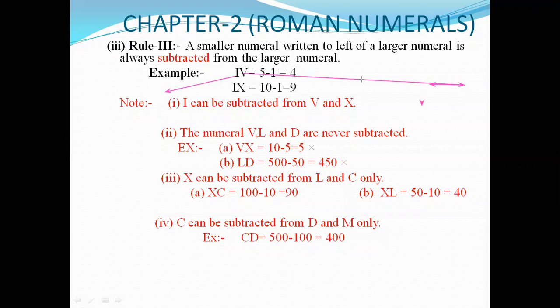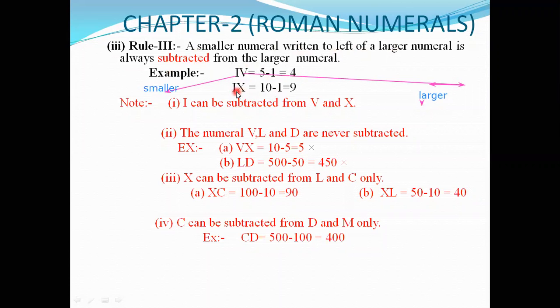Which type of number is this? This is smaller, and this is larger. This is larger, and this is smaller. Where is the smaller numeral found? Left of the larger numeral. I comes to the left of the larger numeral. According to this rule, we subtract: 5 minus 1 is equal to 4.